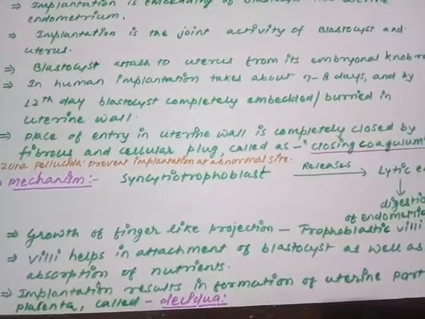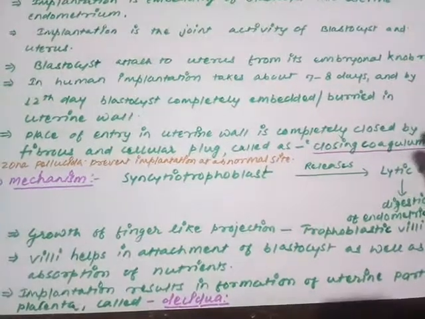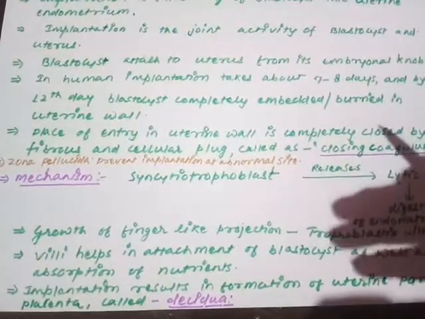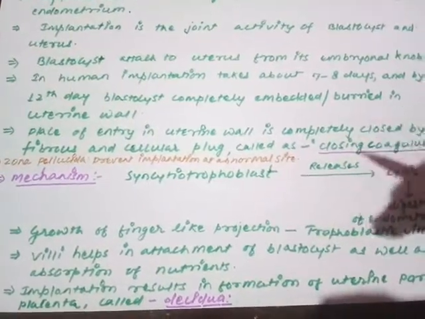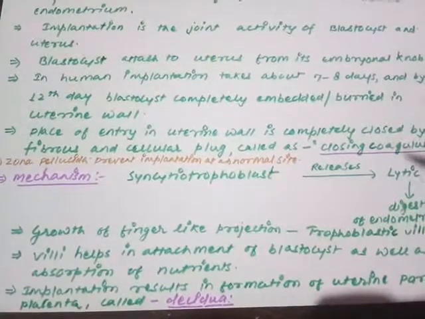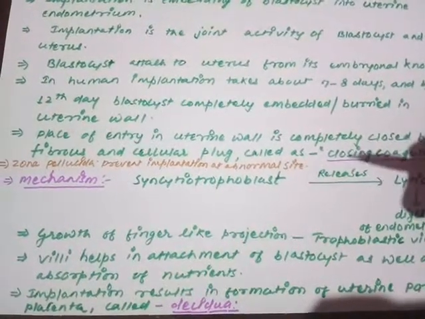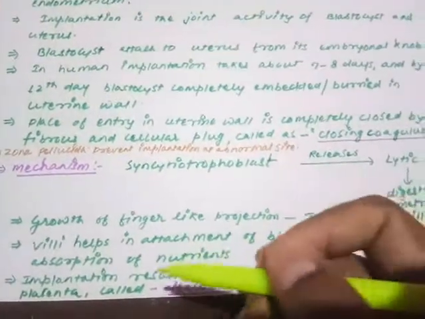सबसे पहले क्या होता है, सिंसाइटियोट्रोफोब्लास्ट कुछ एंजाइम्स रिलीज करेगा. That enzymes are going to digest the layer of endometrium और अंदर धसेगा, और अंदर धसने के लिए उसी समय क्या करता है, एक फिंगर लाइक प्रोजेक्शन का फॉर्मेशन होगा जिनको अपन क्या कहेंगे, ट्रोफोब्लास्टिक विलाई. इनका दो पर्पज है, एक तो अटैचमेंट में हेल्प करना और दूसरा क्या होता है, to absorb the nutrient from the endometrial lining. ओके, सो इज इट क्लियर?